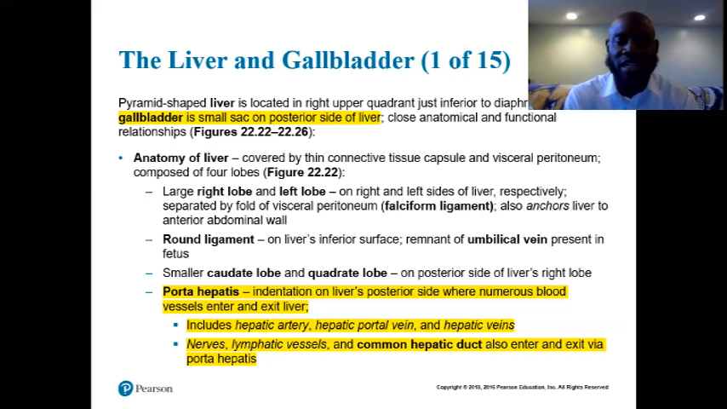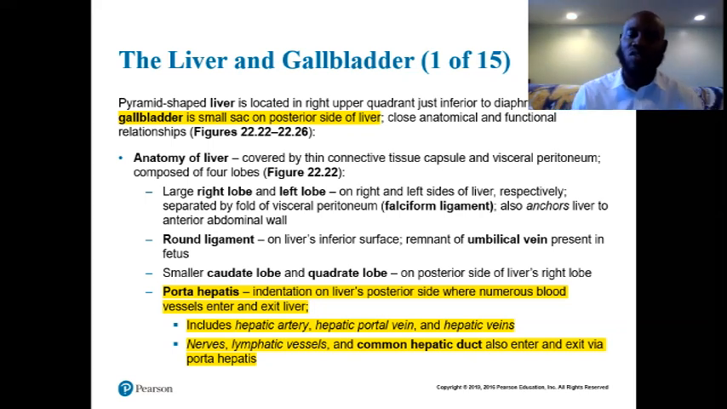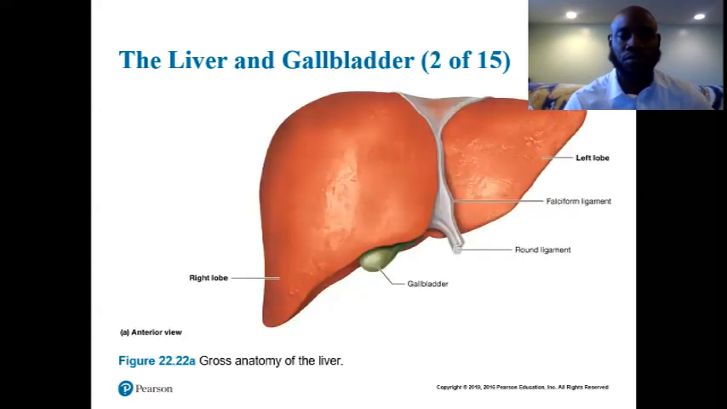Includes the hepatic artery, hepatic portal vein, hepatic and anhepatic veins, nerves, lymphatic vessels, common hepatic duct. All right, remember, the liver needs its own blood supply, but we're going to see it also plays a huge role in digestion. This is the structure of the liver: right lobe, left lobe, right and left sides.